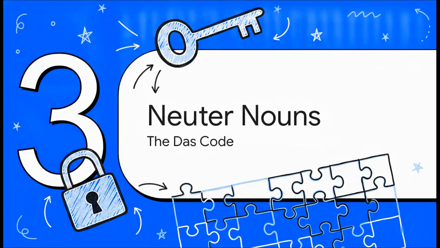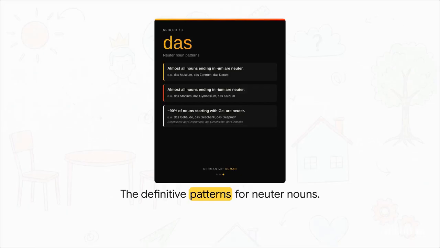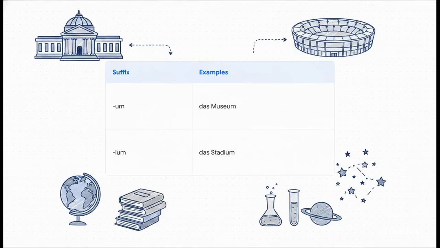Finally, let's tackle Section 3, navigating the notoriously tricky neuter nouns, the das code. Now, neuter patterns definitely have their own distinct flavor. They're deeply influenced by Latin-style endings, and they also rely heavily on a very specific, incredibly common German prefix. Let's break those down. So nouns ending in -um or -ium, like das Museum, das Zentrum, or das Stadium, are almost universally neuter. This gives you another incredibly reliable cheat code.